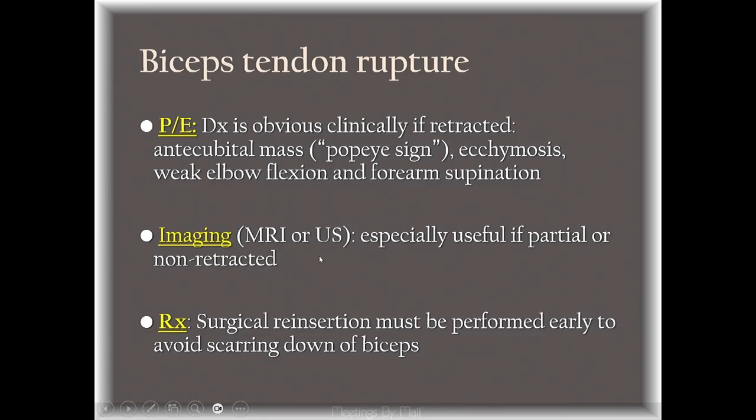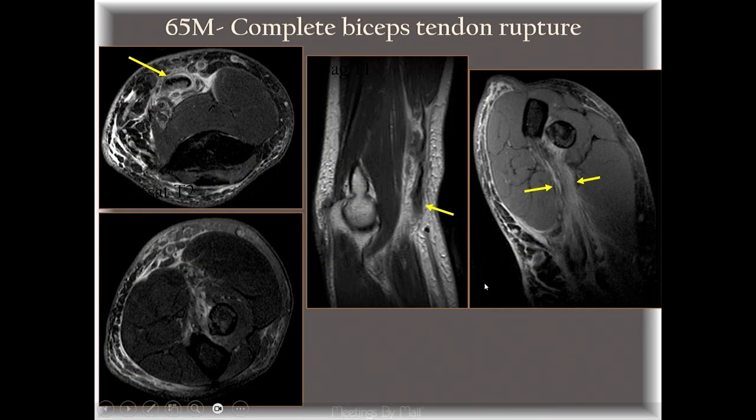When do we image? Well, if you have a Popeye sign, a good clinician, you don't need to image. Imaging is especially useful if the tear is partial or non-retracted, so when you don't have the Popeye sign. We do want to identify these fairly early because surgical reinsertion should be performed early before you have scarring of the biceps. Here's an example.